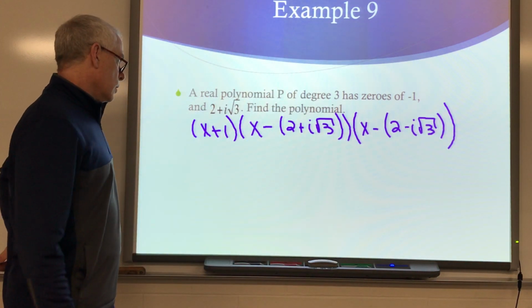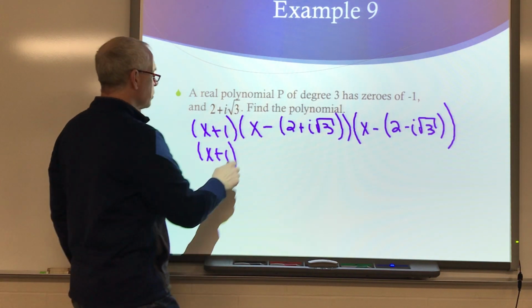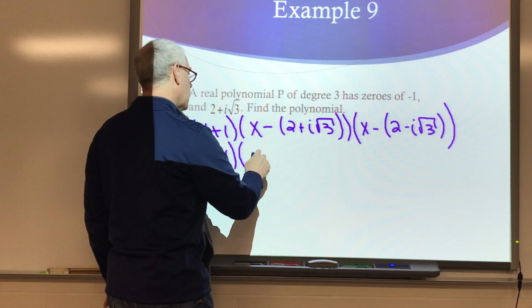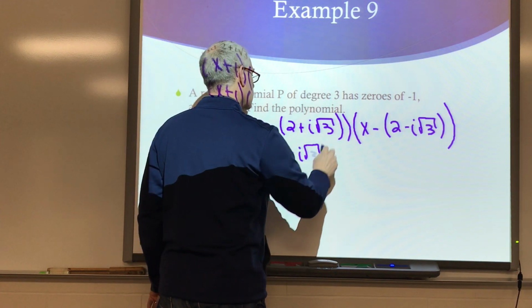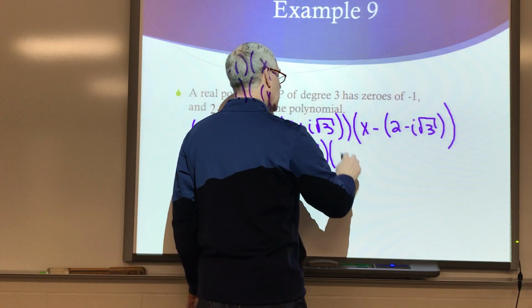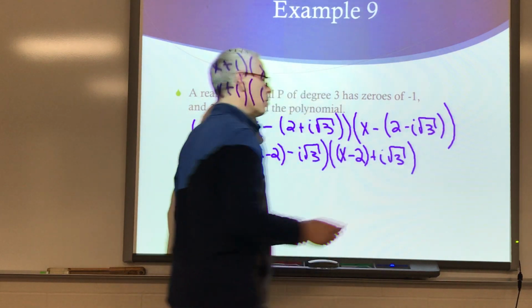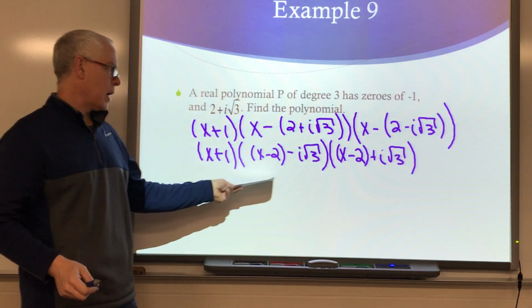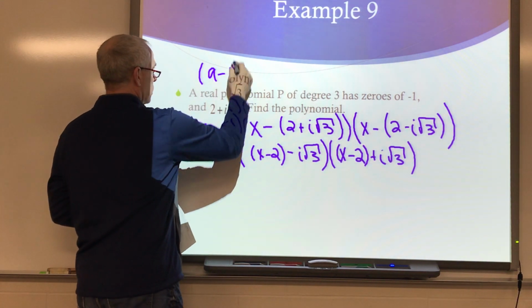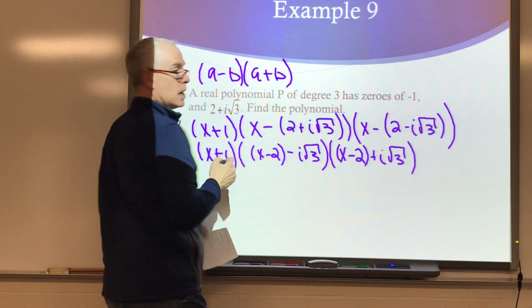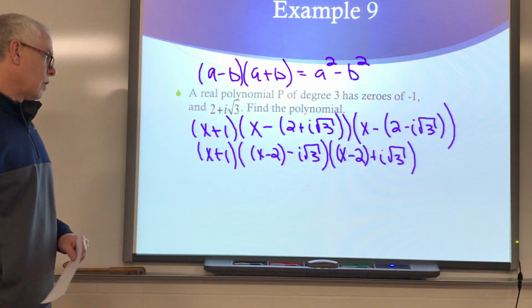Okay? So I want you to think of it this way though. This part gets a little complicated when I multiply it out, so I want you to rewrite this a little bit. Think of this one as x minus 2, and then distribute that minus i square root of 3. And x minus 2 plus i square root of 3. And the reason I rewrite it that way is because this is now in the form a minus b, a plus b. And if you recall that a minus b times a plus b is just a squared minus b squared, that's going to make our life a little bit easier.